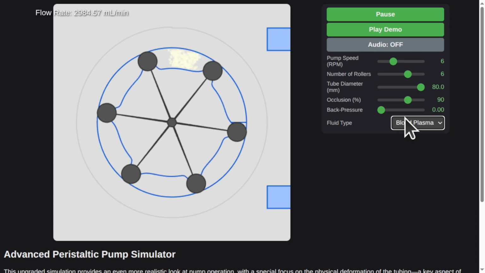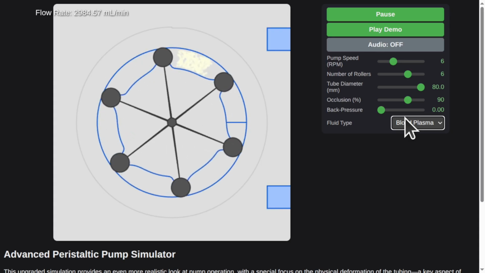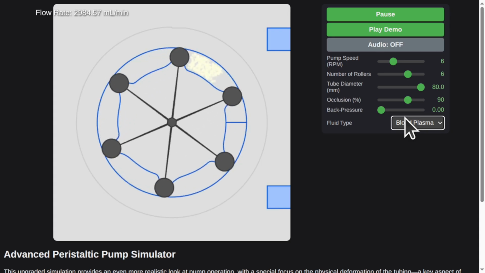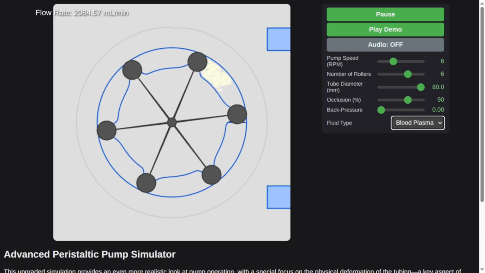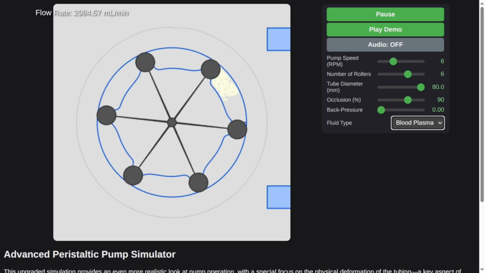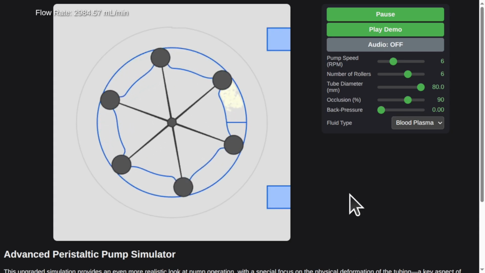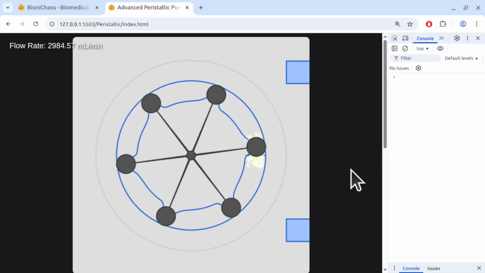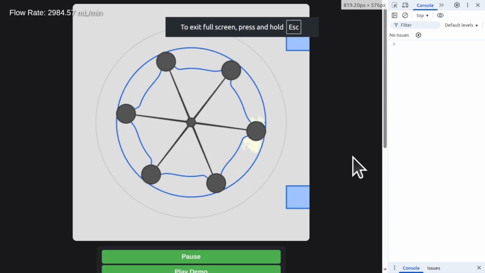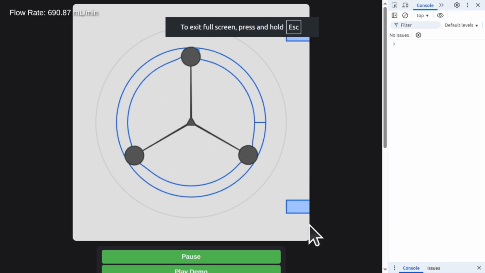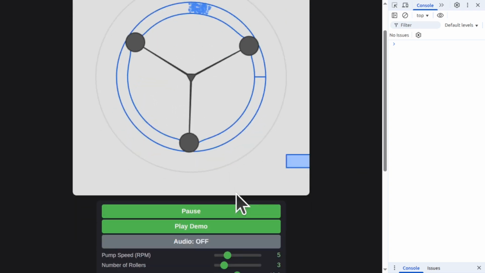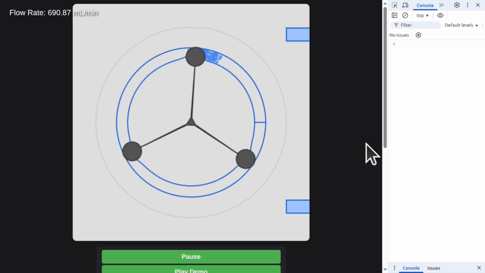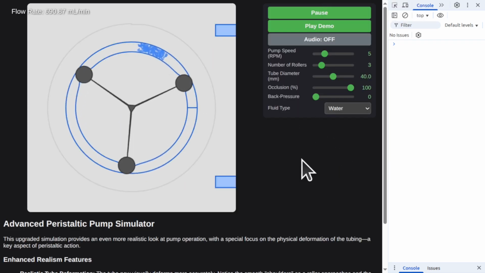From reviewing the code, the back pressure slider should independently affect the simulation without requiring a change in fluid type. The pressure slider input is tied to the state.backPressure variable, and its value is used in the update particles function to apply resistance to fluid movement. Specifically, the back pressure reduces the driving force acting on particles in certain zones of the tube, which should visually slow down the particles and decrease the flow rate displayed.